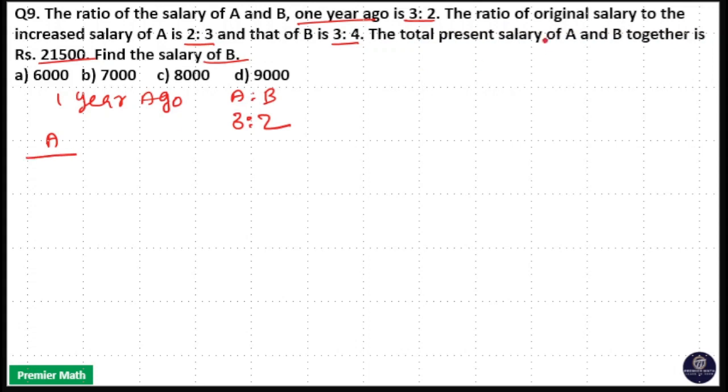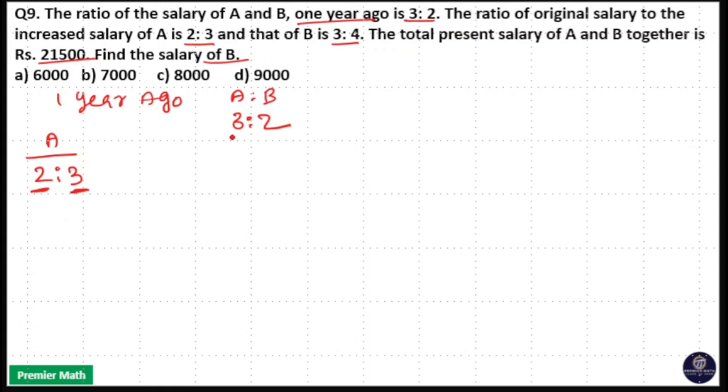Presently, original salary to the increased salary of A is 2:3. That is, original salary means 1 year ago salary. Increased salary means present salary. So, if it was 2, it will become 3. That is 1 unit increment. That means 2:3 means 1 year ago salary of A was 2 and presently salary of A is 3.